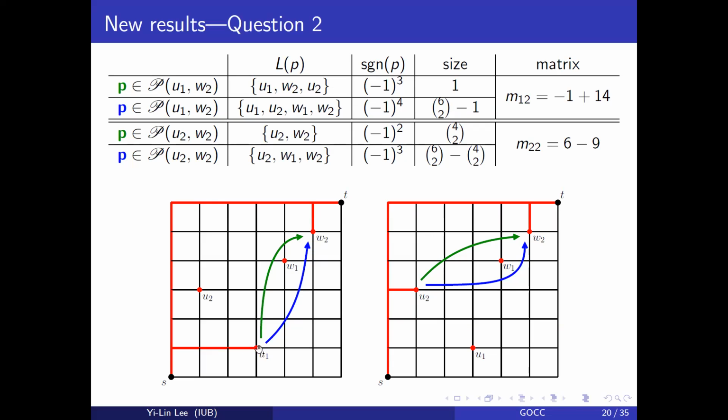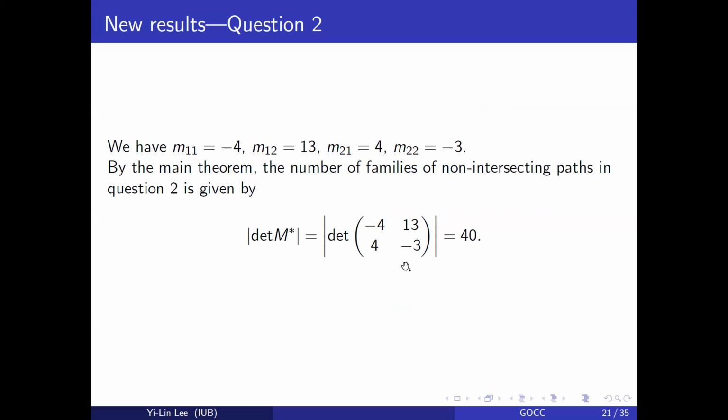The second case is illustrated in this blue path. It's a situation where U1, W1, U2, W2 are on the left side. So the path sign is positive, and there are 6 choose 2 minus 1 such kinds of paths. So the (1, 2) entry is -1 plus 14, which is 13. Oh, sorry. Okay. And you can do a similar analysis for the paths going from U2 to W2, and end up with -3. So if you put everything together into the matrix and compute the determinant, you will get 40 in this case.